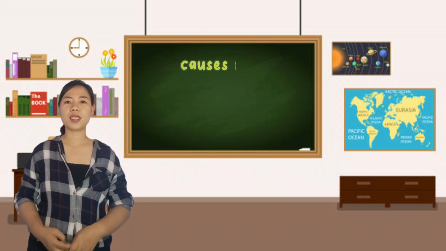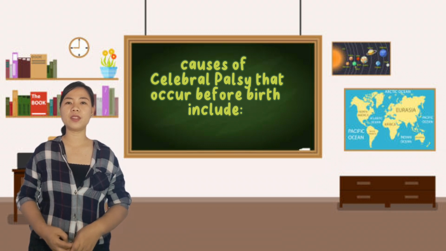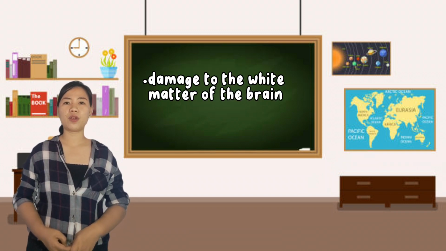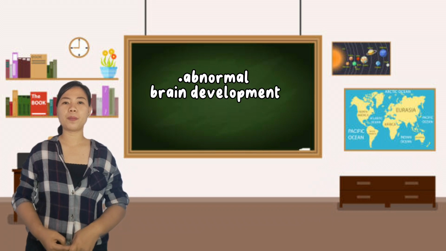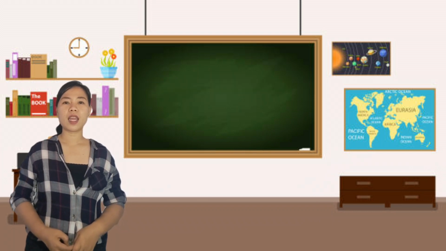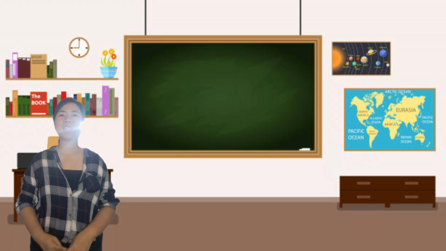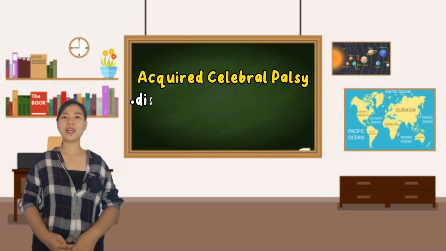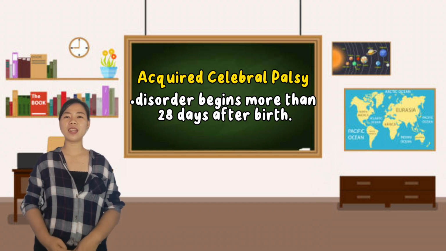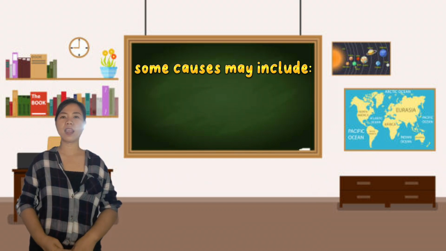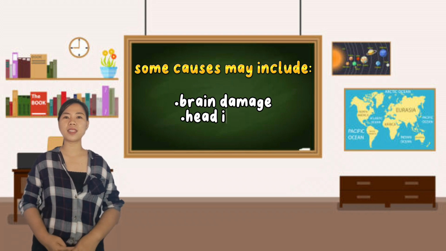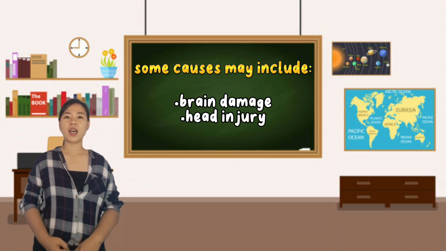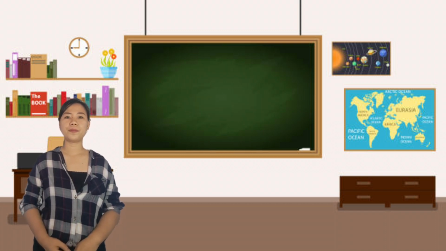The causes of cerebral palsy that occur before birth include damage to the white matter of the brain, abnormal brain development, bleeding in the brain, and lack of oxygen in the brain. A small number of children have what we call acquired cerebral palsy, which means the disorder begins more than 28 days after birth. Some causes of acquired cerebral palsy may include brain damage in the first few months or years of life, or head injury from a car accident, a fall, or child abuse.